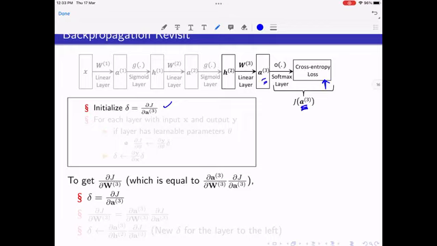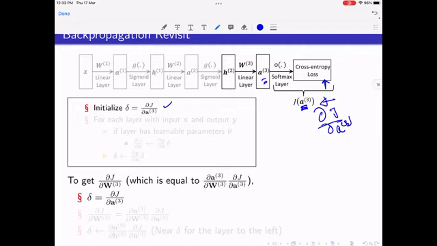I have not given you the expression for del J del A3, where J is the softmax cross entropy loss. I forgot to upload it, but I have that. Just believe me that it's not very hard. You get it, okay? Then after you initialize with this delta, what are you looking for?